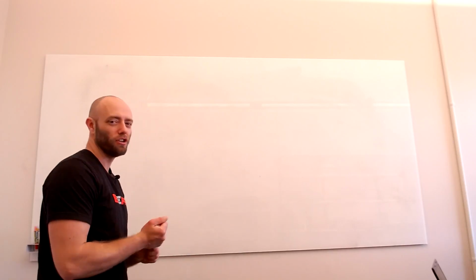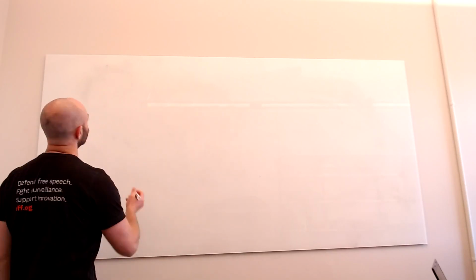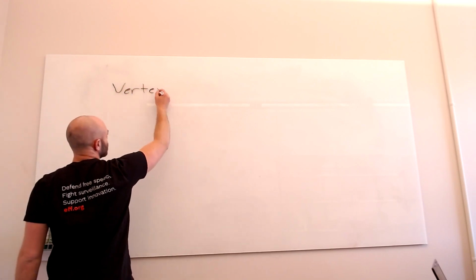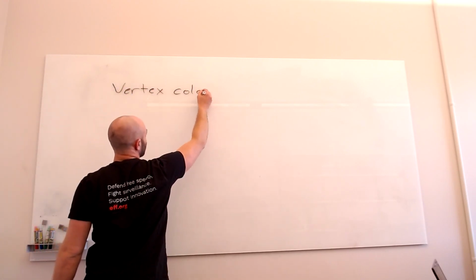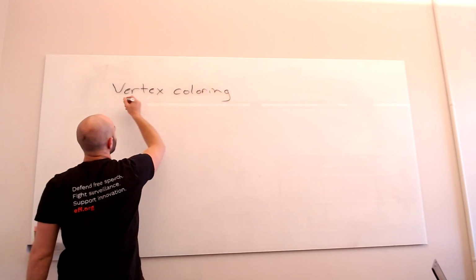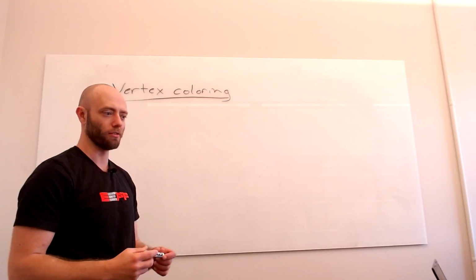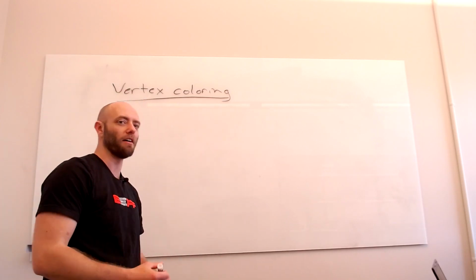Welcome to the new version of graph theory. Today we are going to be talking about the specific problem of vertex coloring, also more generally just referred to as graph coloring.